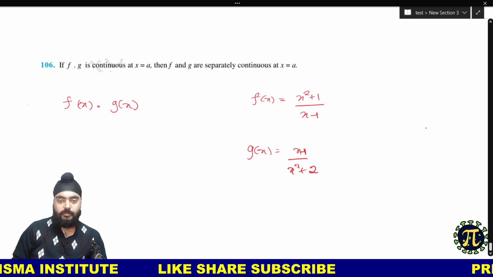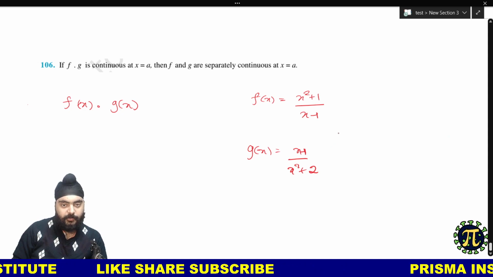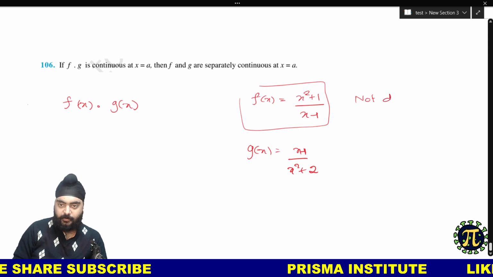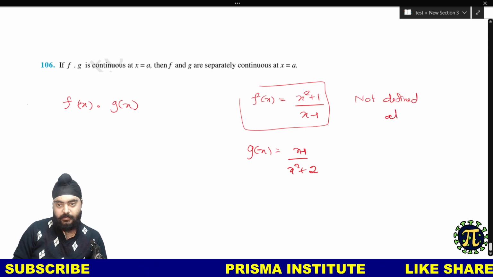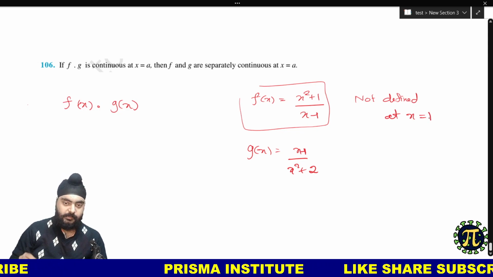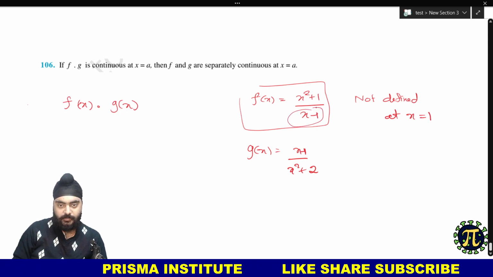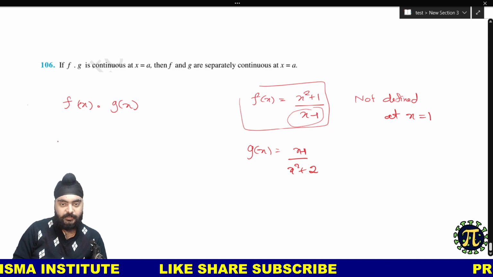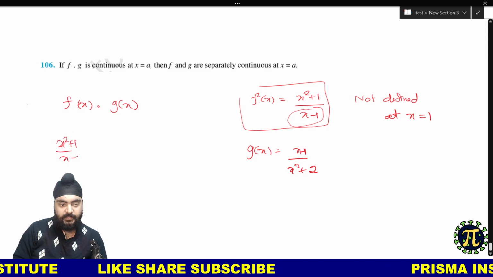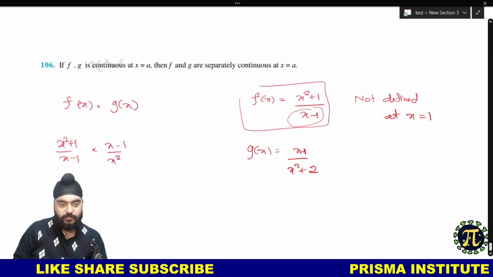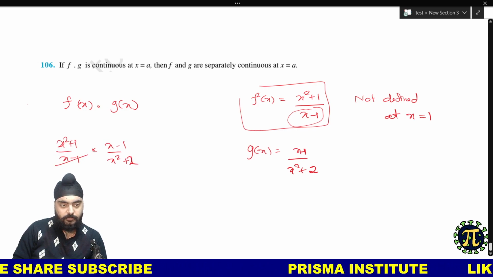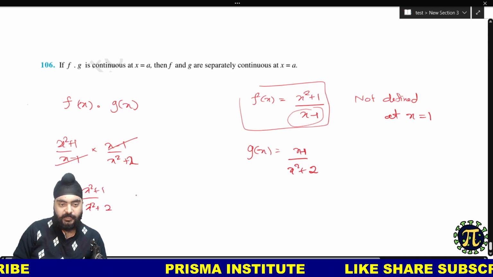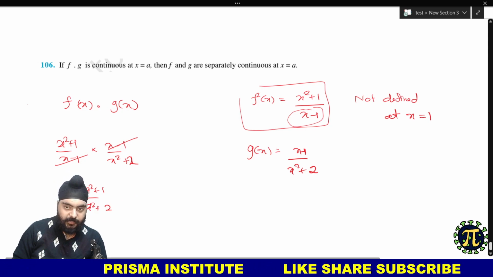So if you can see, this function is not defined at x is equal to 1, right? ठीक है, not defined at x is equal to 1, because denominator 0 आ रहा है. So this is not continuous at x is equal to 1, but इन दोनों का multiplication, which is x square plus 1 divided by x minus 1 into x minus 1 divided by x square plus 2. So यहाँ पे this can cancel. It is x square plus 1 by x square plus 2, is continuous at x is equal to 1, क्योंकि यहाँ पे denominator की value 0 नहीं होगी.